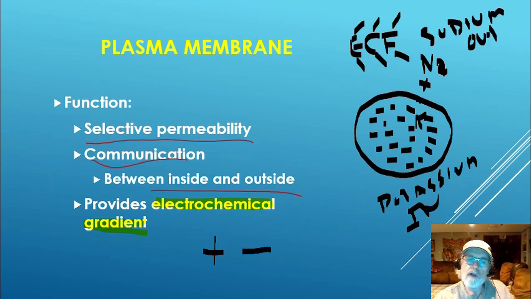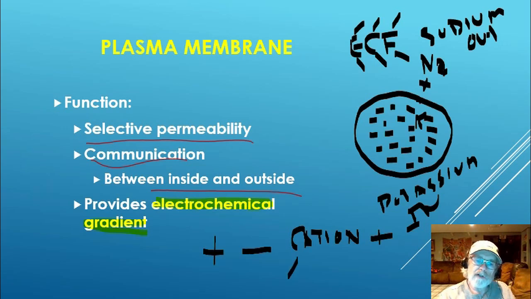Now, potassium is also what's called a cation. If you hear me say the word cation, C-A-T-I-O-N, it's an ion with a positive charge. With a negative charge, it's called an anion, A-N-I-O-N, and that has a negative charge. Okay, so potassium is a cation inside, and sodium is a cation outside, but we have a lot more of the electronegativity on the inside because of a lot of proteins and stuff like that. But this is going to be important.